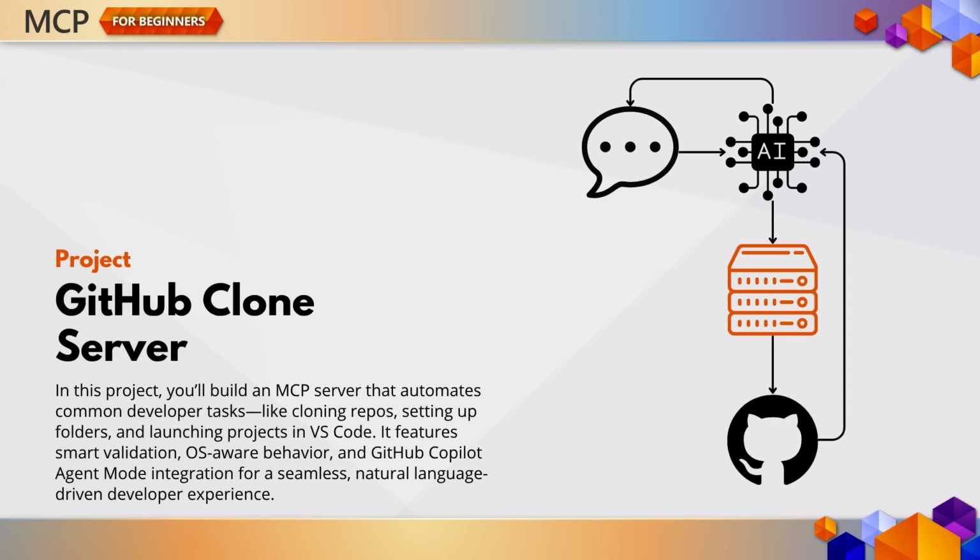And finally, in Module 4, we put it all together with a real-world use case. You'll build a GitHub-cloned MCP server that automates the steps developers often do manually, cloning a repo, creating directories, and opening the project in VS Code. This project includes smart validation and error handling, OS-aware logic to launch VS Code or VS Code Insiders, integration with GitHub Copilot in agent mode, and a clean user experience driven entirely through natural language prompts. It's the kind of intelligent developer tool you can actually use in your day-to-day work.